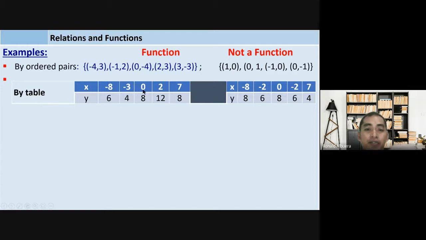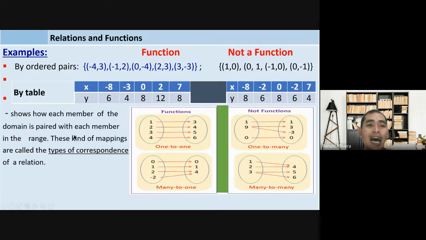Negative 8, negative 3, 0, 2, 7, meaning it's a function. While the other one, negative 8, negative 2, 0, negative 2, 7, the negative 2 repeated, meaning it's not a function. How about for mapping? Okay?